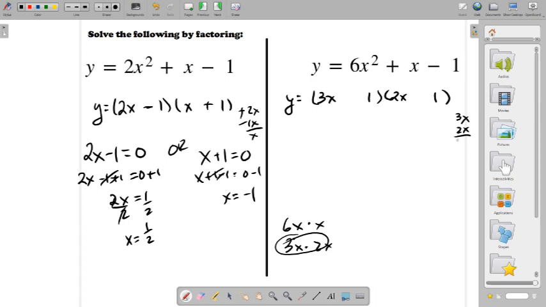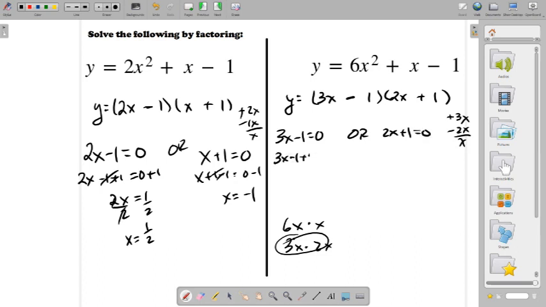We need a positive x. So this has to be positive. That has to be negative so that those add up to give me positive x. For the 3 to be positive, this 1 has to be positive. For the 2 to be negative, that has to be negative. Now we get 3x minus 1 equals 0, or 2x plus 1 equals 0.